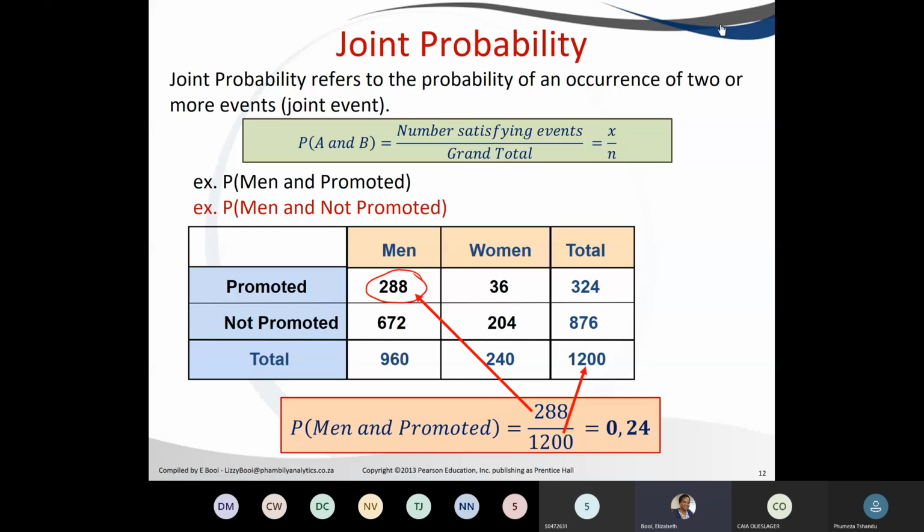So you all say it's 0.56. So that is given by the probability of men not promoted, which is 672. 672 divided by 1,200 is equal to 0.56.